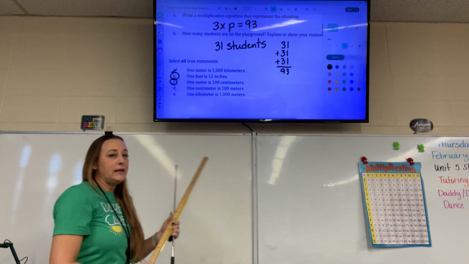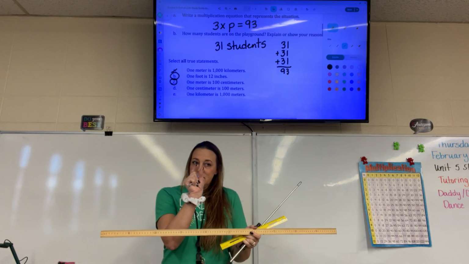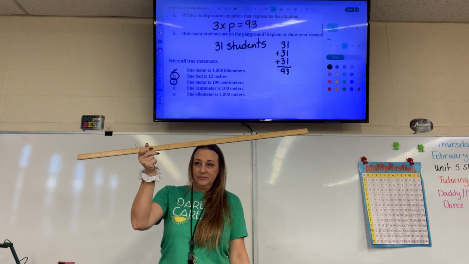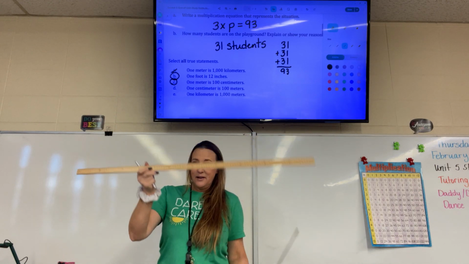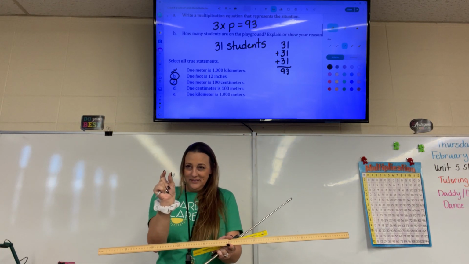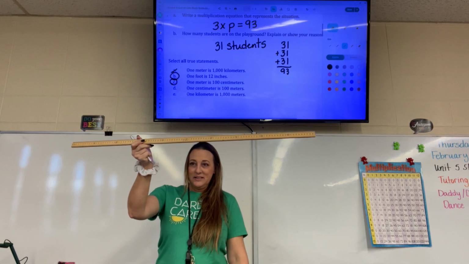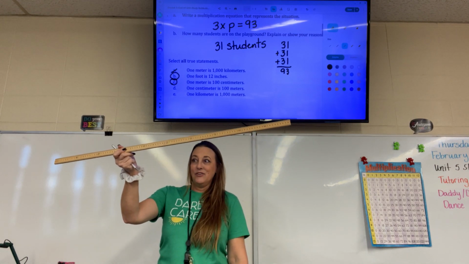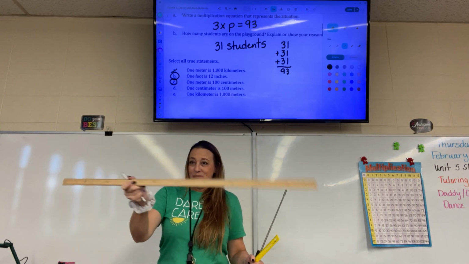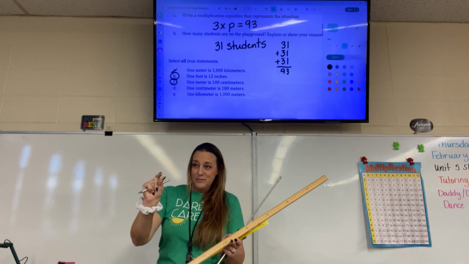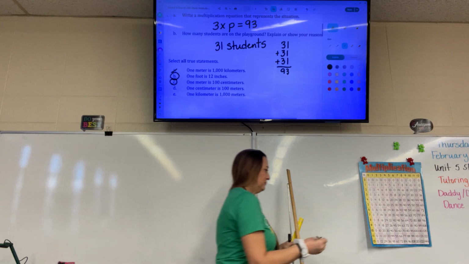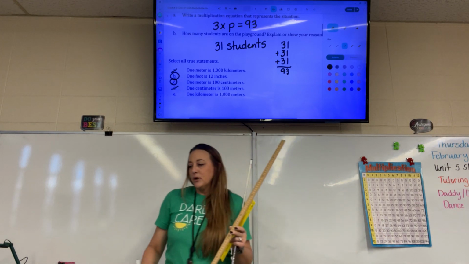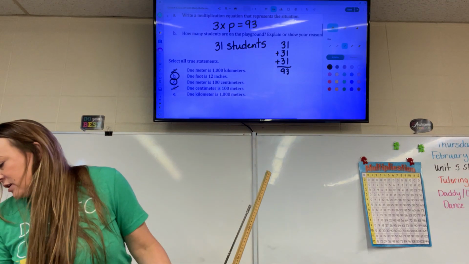1 centimeter is 100 of these. True or false? Todd, 1 centimeter is 100 of these. True or false? Definitely false, right? Would 100 of these be the same size as that? No. Okay. The last one says 1 kilometer is 1,000 meters.